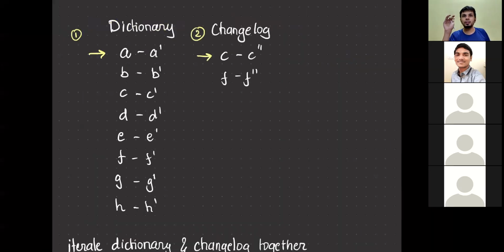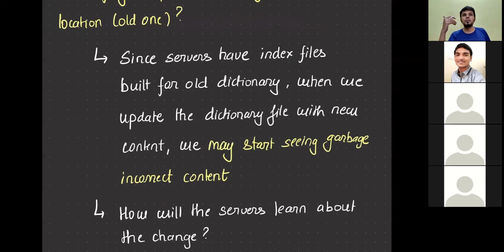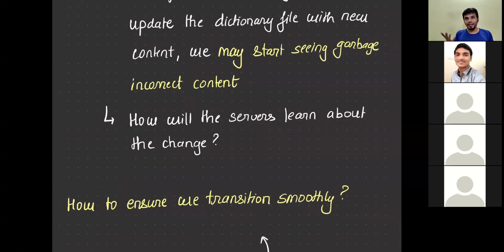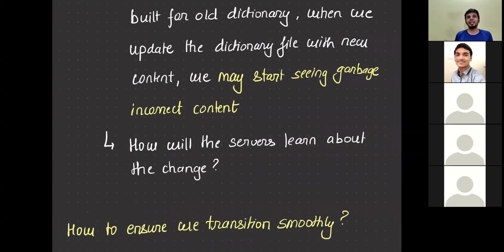Right. So this is where the new challenge would come in, where your servers have the index file built for the old dictionary, but we have updated the dictionary file with the new content. So when we make get queries, we would be serving old and garbage data or incorrect content to the users. Right. So this, although it looks like a very simple solution, would cause mayhem if you directly update the source data. Again, the problem is how do we notify servers about this change?